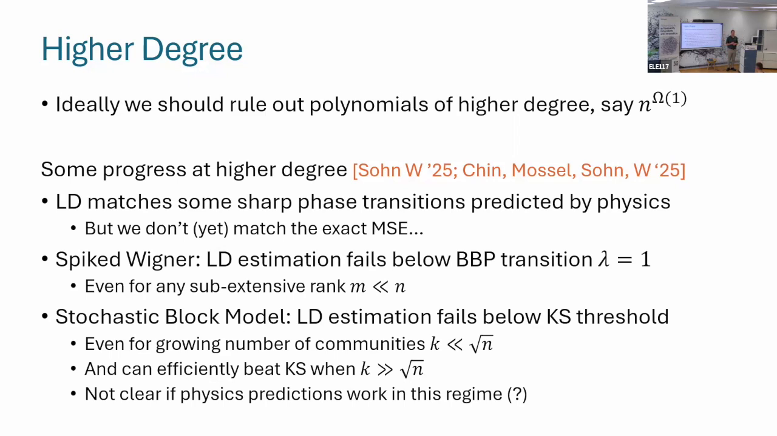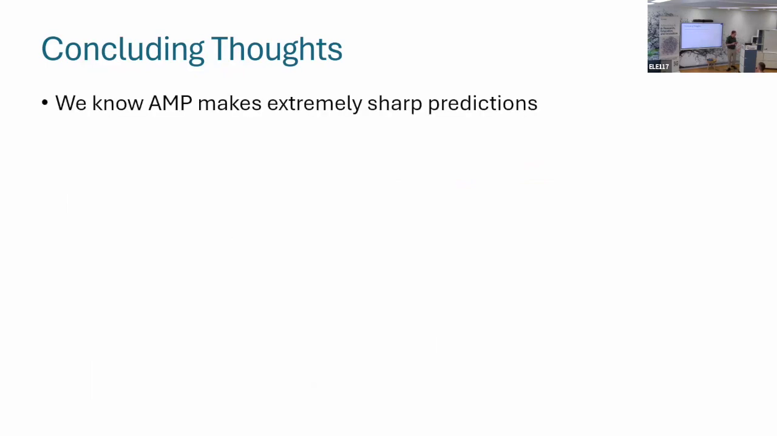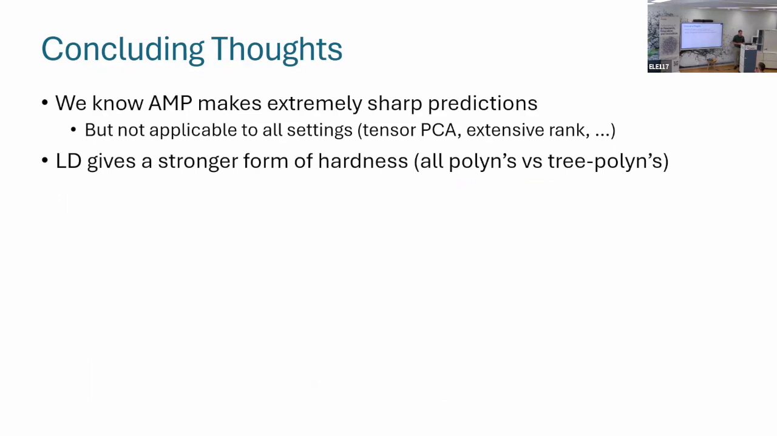Yeah, good. Other questions? Okay, so I think I'm about out of time, but just to wrap up here, we know AMP makes these really great predictions that are very sharp and tell you exact mean squared error and stuff. But they're also not applicable to all settings, like tensor PCA and certain scaling regimes like growing rank and so on. Low degree polynomials give in some sense a stronger form of hardness. You can think of that as ruling out all polynomials rather than the restricted tree polynomials.